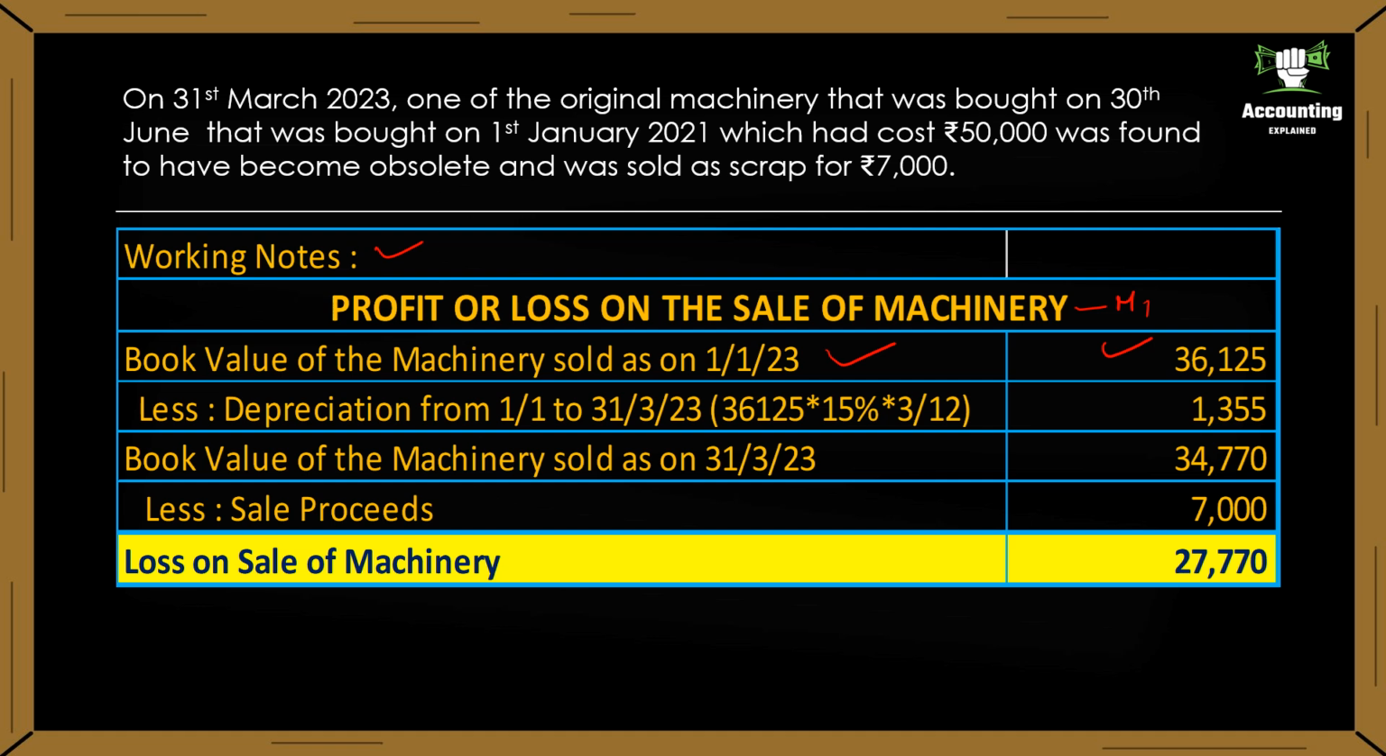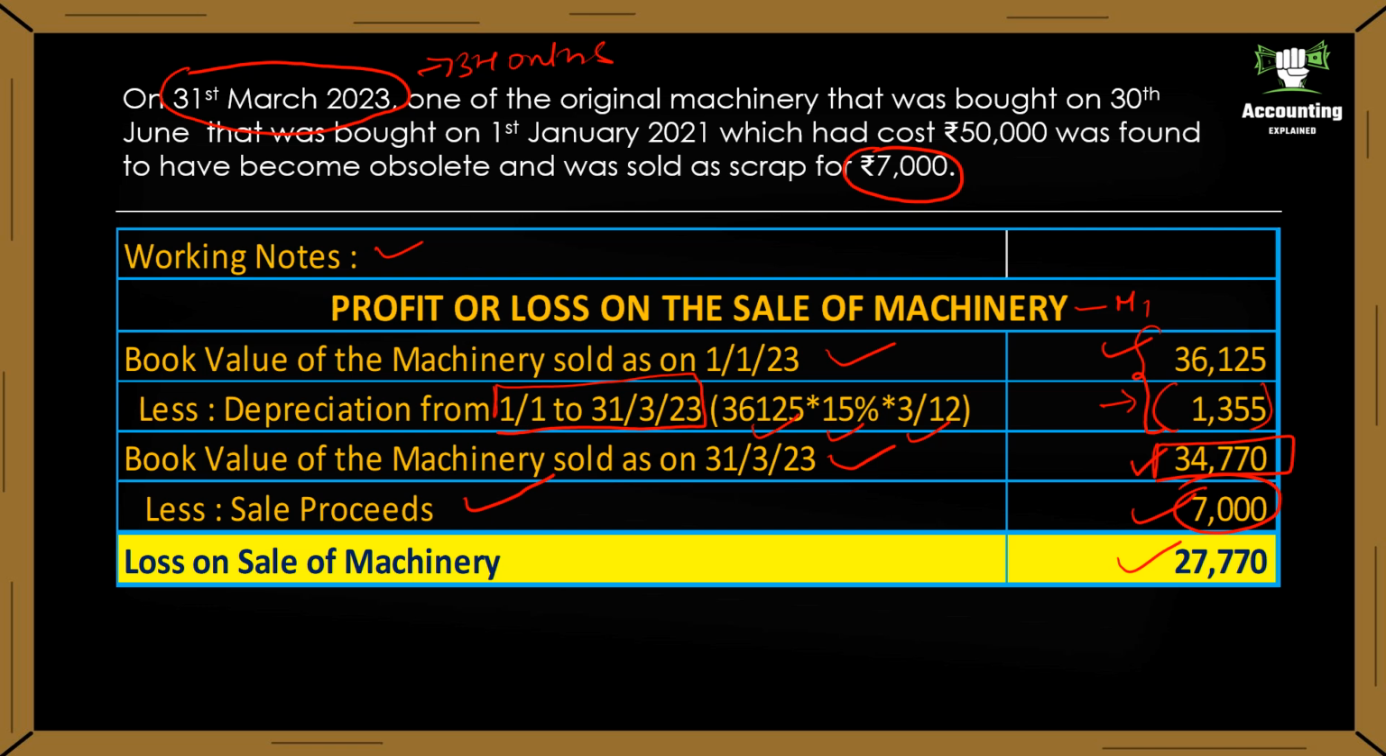Less depreciation from 1/1 to 31/3/23. Because we have sold the machinery on 31/3/23, we have to find out the depreciation only for 3 months, right? So 36,125 into 15% into 3/12, which comes to 1,355. On deducting 1,355 from 36,125, we get 34,770. This is the book value of the machinery sold as on 31/3/2023. From this, we have to deduct the sale proceeds of the machinery. Less sale proceeds is 7,000 rupees.